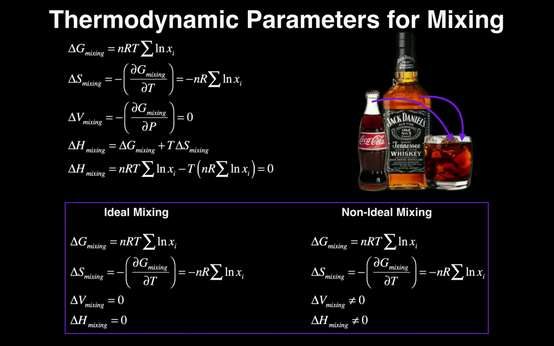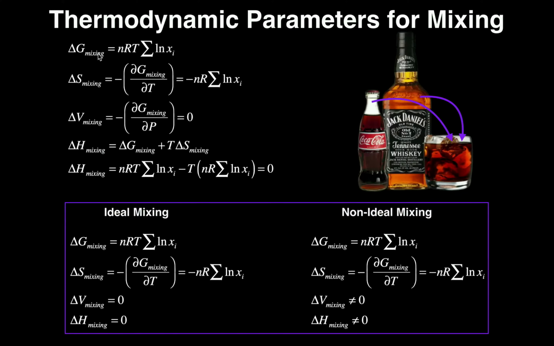And so what we would do is we would take the sum of the natural log of each of the mole fractions. Okay, so in our example here, we would take the mole fraction of Jack Daniels in here and take the natural log of it and add that to the natural log of the mole fraction of Coke in our mixture. Okay, and that's our sum of the natural log of mole fractions. And then we would simply multiply it times the number of moles total, and then the ideal gas constant, and then the temperature in Kelvin. And this whole thing then would give you the free energy of mixing.